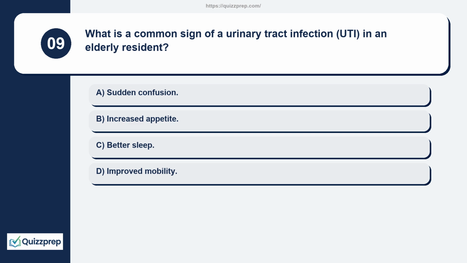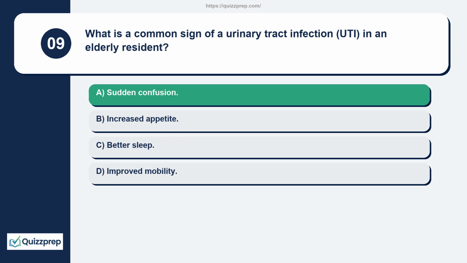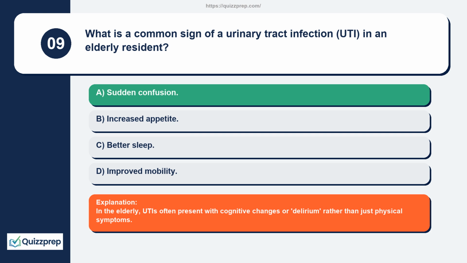Question 9. What is a common sign of a urinary tract infection, UTI, in an elderly resident? Sudden confusion. Increased appetite, better sleep, improved mobility. In the elderly, UTIs often present with cognitive changes or delirium rather than just physical symptoms.